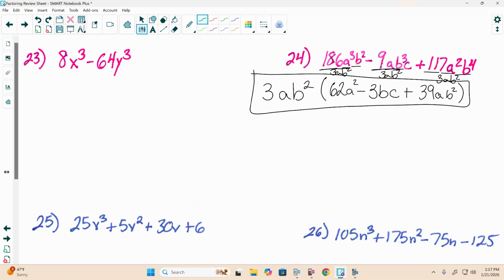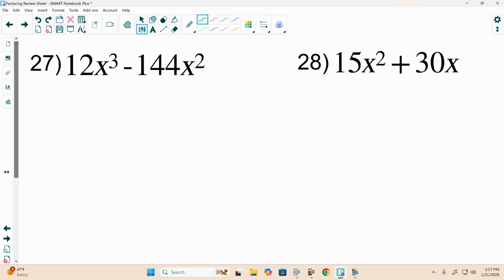Questions on this here? So we're feeling comfortable with this so far? 19 through 24, any questions on those there? Still good with those? I'm not worried about 25, 26. Factoring by grouping is not going to show up. 27, 28, or 29? 29.